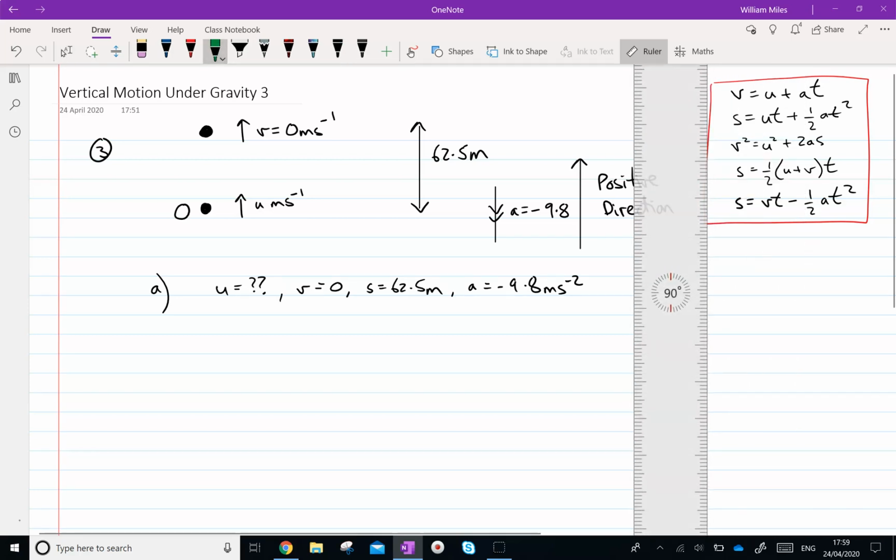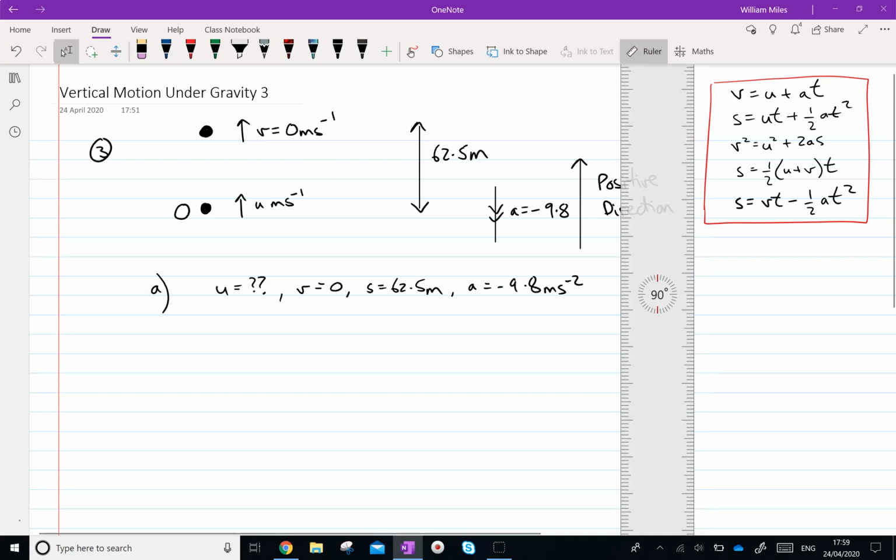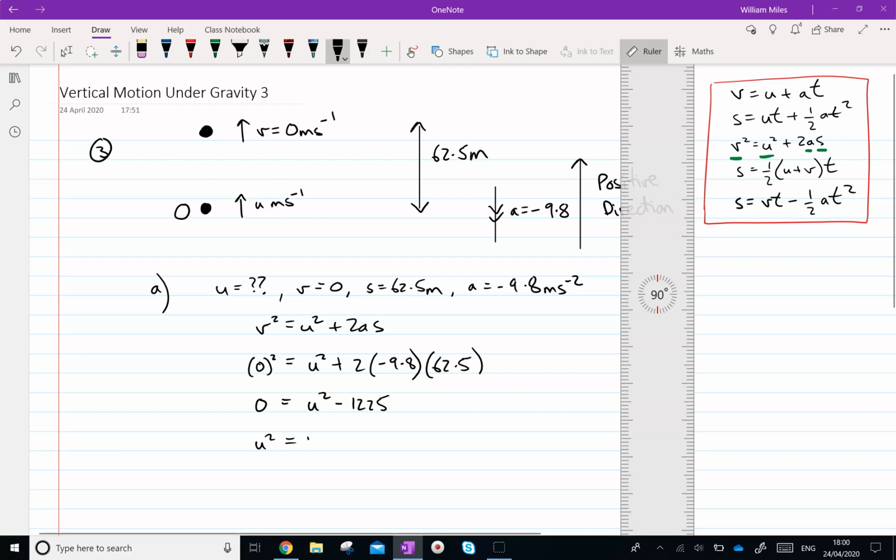So this time I've written out our SUVAT formula. We're looking for u, we've got v, and a and s. So it's going to be this one here, this third one down that we're going to be using. So v squared is u squared plus 2as. V is 0. U we don't know. A is minus 9.8 and s is 62.5. Simplify this and we'll get u squared minus 1225. Rearrange, and so u will be 35 meters per second.